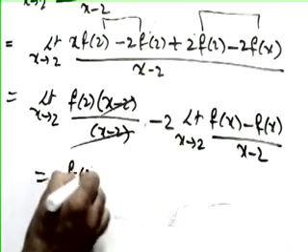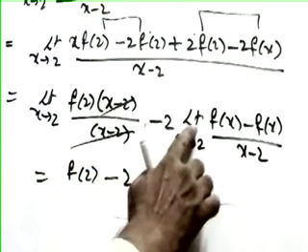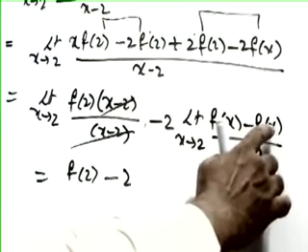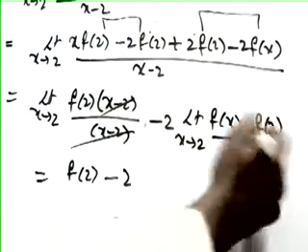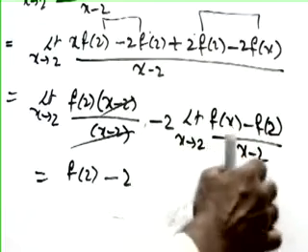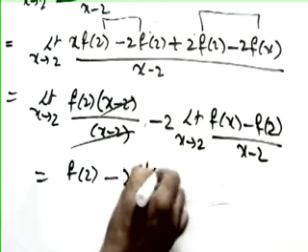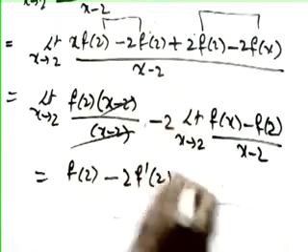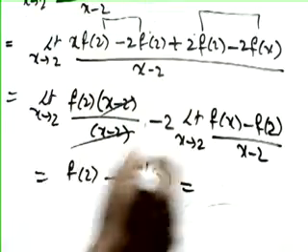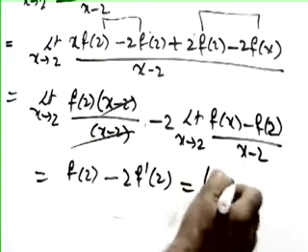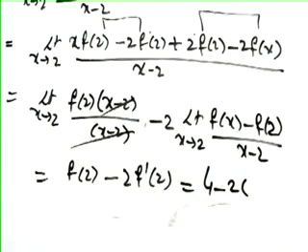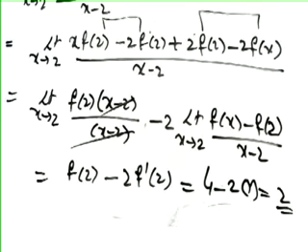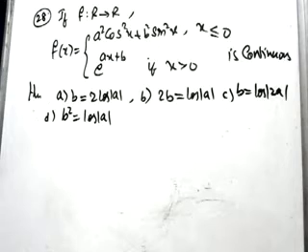Now f of 2 is a constant function. Take out the limit: f of 2 minus 2 into, just now we have seen limit x tends to a, f of x minus f of a by x minus a is f dash a, that is f dash 2. Now the value of f dash 2 is given in the question as 1 and f of 2 is given as 4. So f of 2 is 4 minus 2 into f dash 2, which is 1. So this will be 4 minus 2, that is 2.